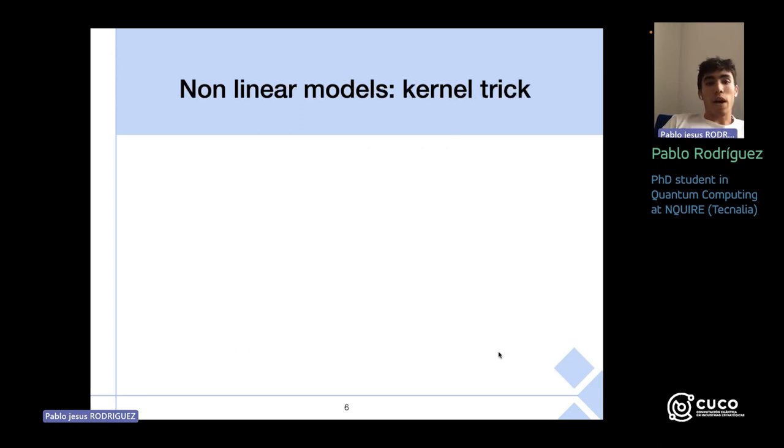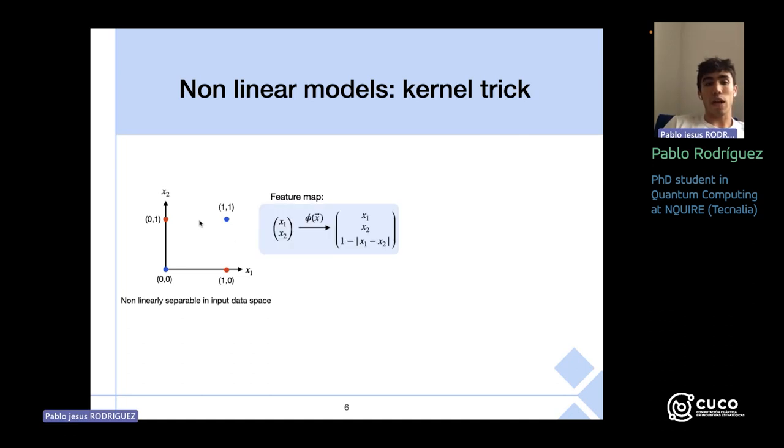Okay, so what happens when we are dealing with non-linear models? We use the kernel trick. For example, the square problem is a very famous example to understand what the kernel trick is. Here we have this two-dimensional data space with four points, and we are not able to construct a linear plane which separates the two classes of points. So what we do is find a feature map which embeds these input points in a higher dimensional space. For example, we can construct this feature map.